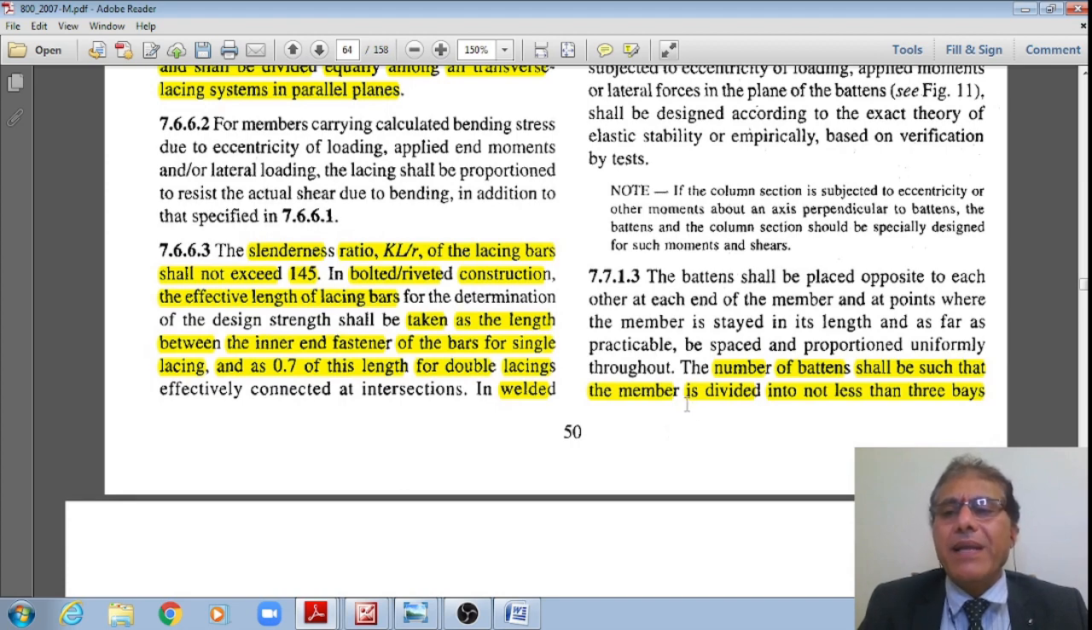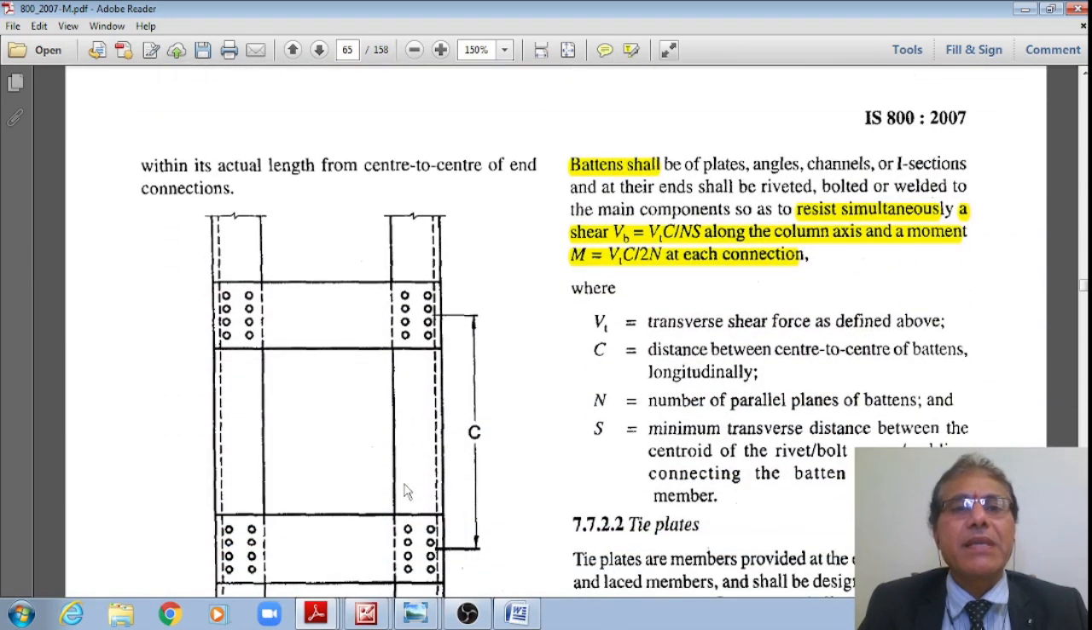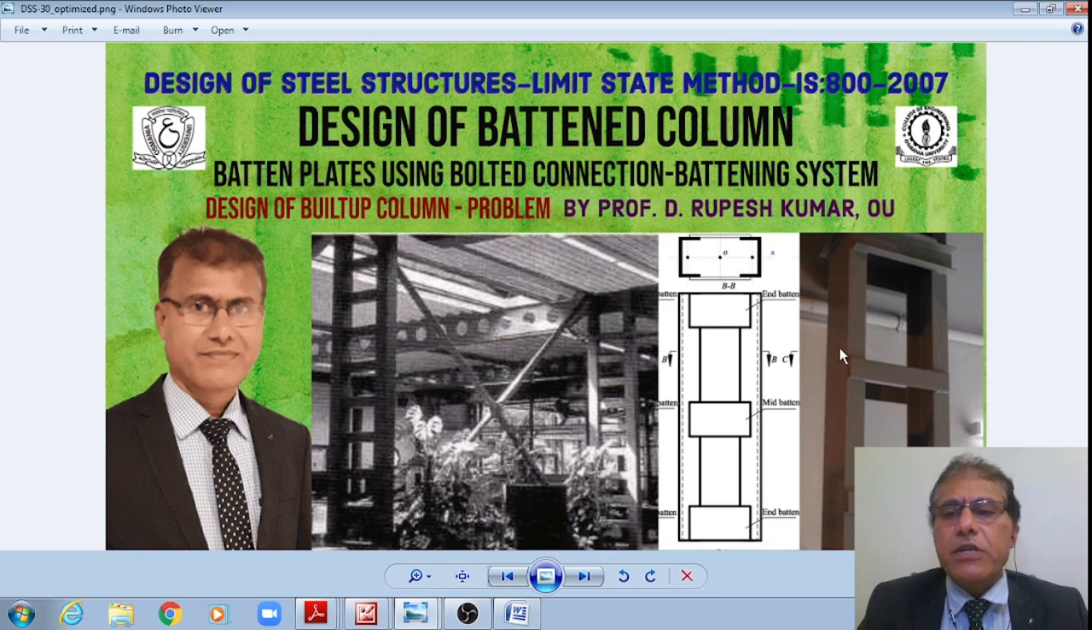The number of battens shall be such that the member is divided into not less than three bays within the actual length from center to center of the connections, right? Now let me show this schematic, student, then you'll understand what we mean by those three bays. Just now I have shown like this. Therefore now this column is seen with 1 2 3 4 5 6 7 8 9 10 number of bays.